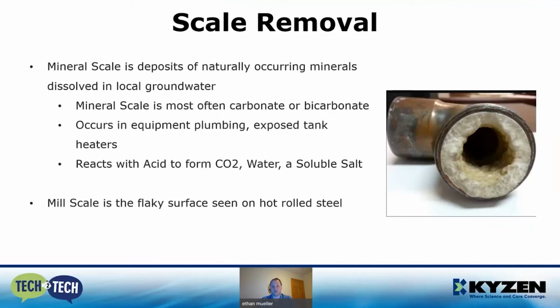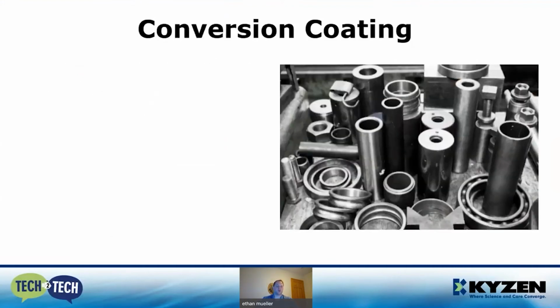It is the flaky surface seen on hot rolled steel. And this is a form of oxidation, also known as rust. So we can remove that in similar ways that we are removing rust from steel parts. Conversion coating, acids react with the surface of the metal.